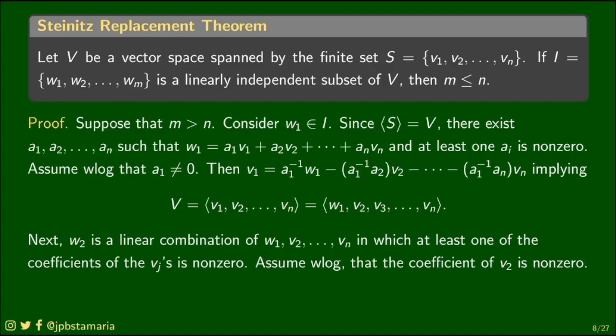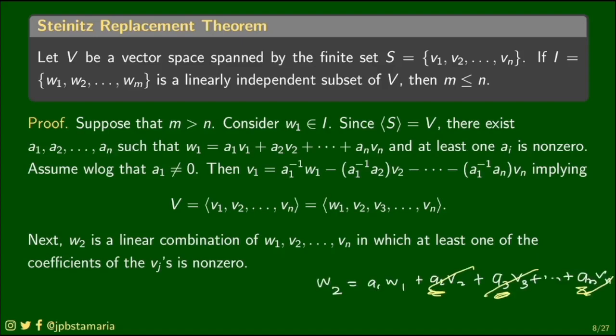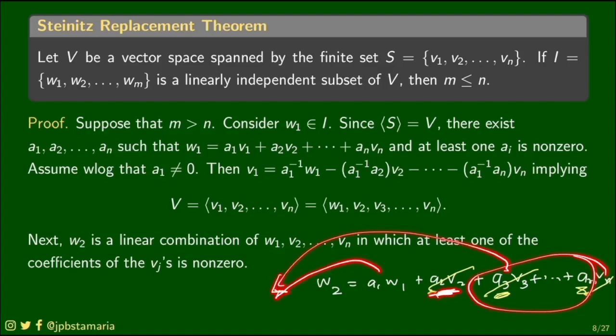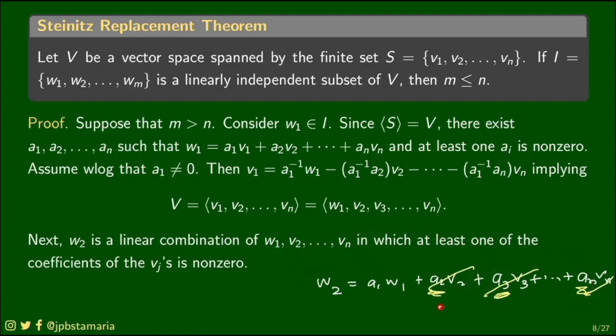Then, once again, from the last equation, because this is not zero, you can actually solve for V2. If you put everything on the left, you will be able to write V2 as a linear combination of W1, W2, V3 up to Vn.